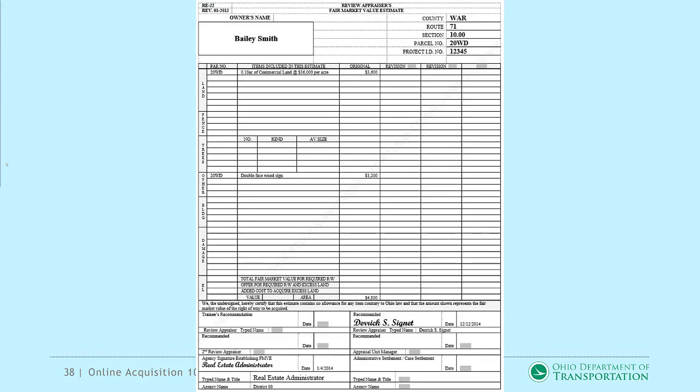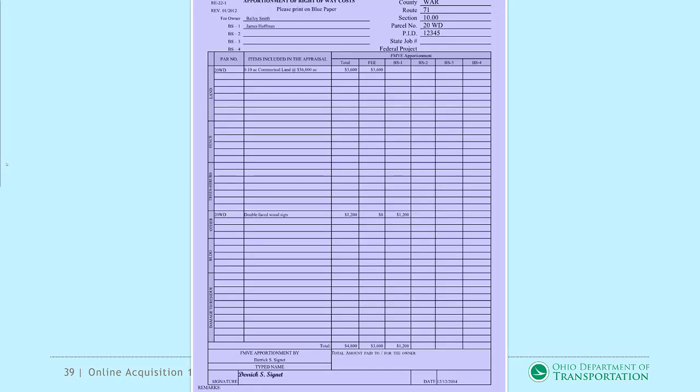Here is the Bailey form that shows the parcel as being acquired. And as you would see, we now show the total dollar amount. And here we have what is known as the blue sheet, the RE22-1, where it separates the dollar amount for what the bill of sale would receive as well as what the fee owner would receive.